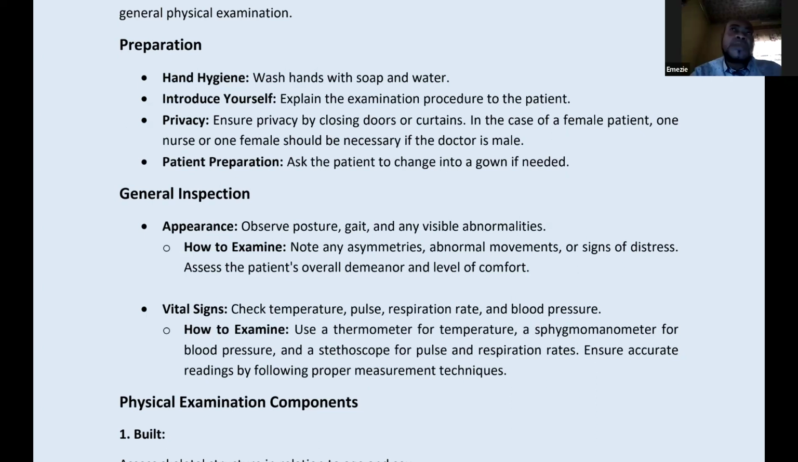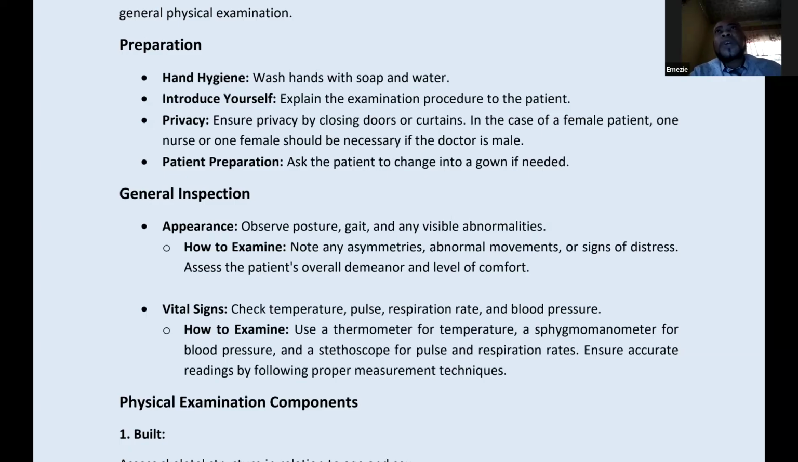Inspection simply means looking. We look at the patient from head to toe. After inspecting the patient, looking at the head, the chest, the tummy, and the legs, we will then start palpating. Palpating means touching. In palpating, we touch the patient.